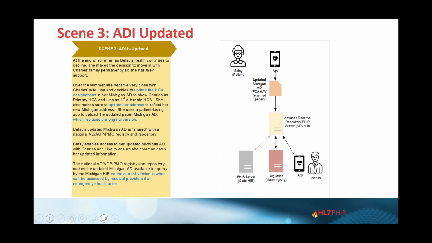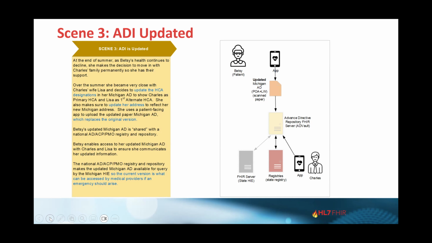At the end of the summer, as Betsy's health continues to decline, as it does sometimes, she makes the decision to move in with Charles's family permanently so she has their support. Over the summer, she had become very close with Charles's wife, Lisa, and decides to update her healthcare agent designations in her Michigan Advance Directive to show Charles as primary and Lisa as her backup or first alternate HCA. She also makes sure to update her address to reflect her new Michigan address because she lived in Texas.